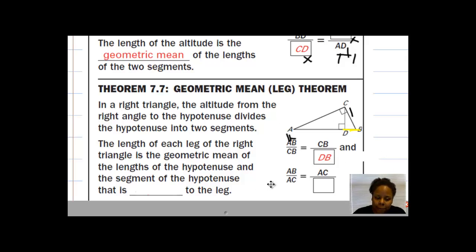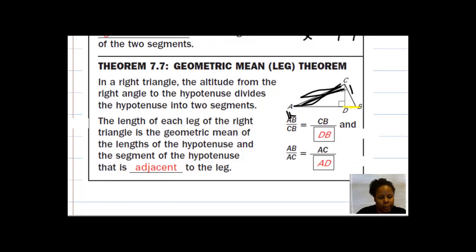Over here we have a different geometric mean relationship. Instead of the geometric mean being the length of leg CB, now the geometric mean is the length of leg AC. As you can see here, AC is a leg, and it is the geometric mean between the entire hypotenuse and, if you said part AD, you'd be absolutely correct. So remember, it's the part that's adjacent to the leg, and that's the geometric mean leg theorem. We're going to do activities today where you're going to need to know these two relationships and how to set them up.